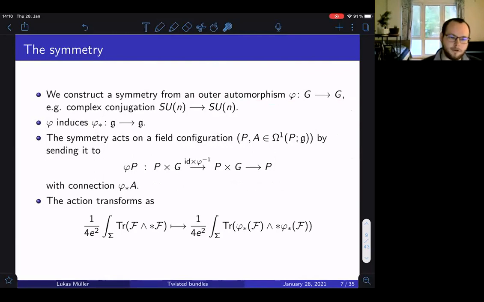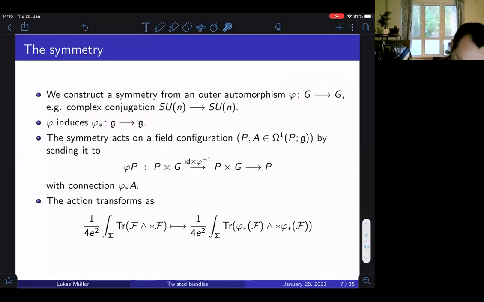And an example of such an automorphism is complex conjugation from SU(N) to SU(N) as soon as N is larger than 2. And now having such an automorphism, we can take its derivative at the unit, which induces a Lie algebra homomorphism from g to g. And then the action on the field configuration is just by forming the associated bundle along this group homomorphism, but we can also be more precise about what this means.